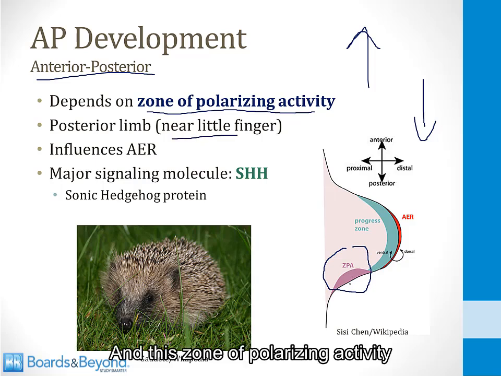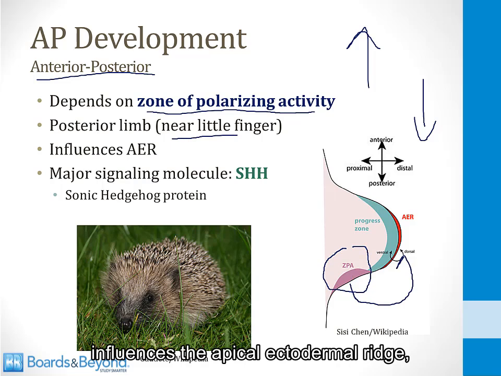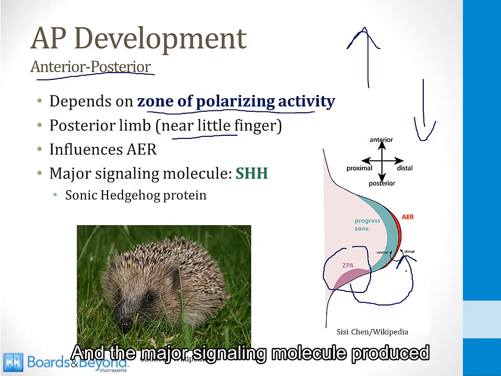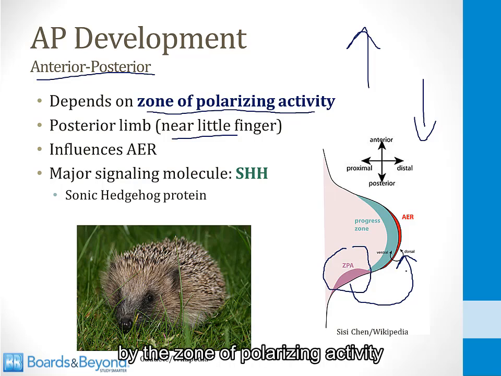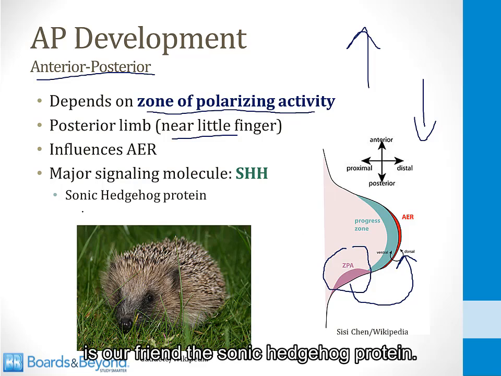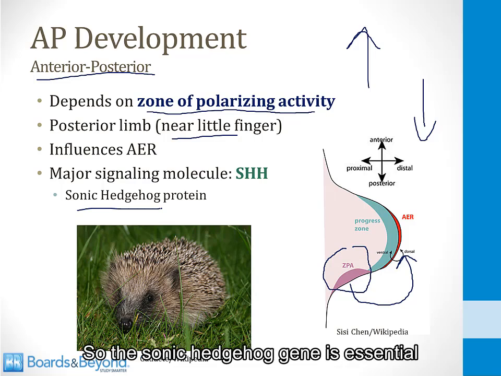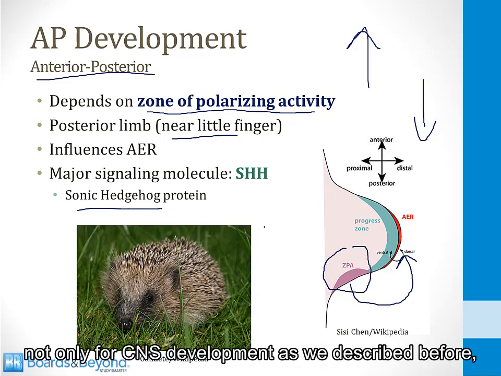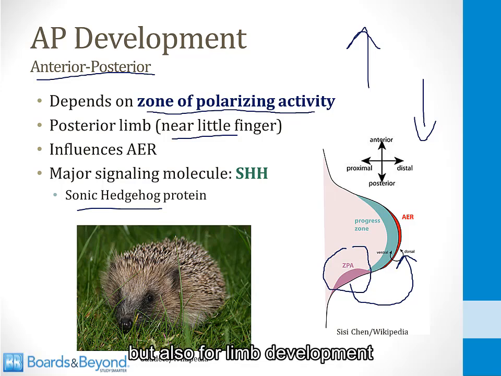This zone of polarizing activity influences the apical ectodermal ridge, and that leads to normal development along the anterior-posterior plane. The major signaling molecule produced by the zone of polarizing activity is our friend, the sonic hedgehog protein. So the sonic hedgehog gene is essential not only for CNS development, as we described before, but also for limb development in the anterior to posterior plane.